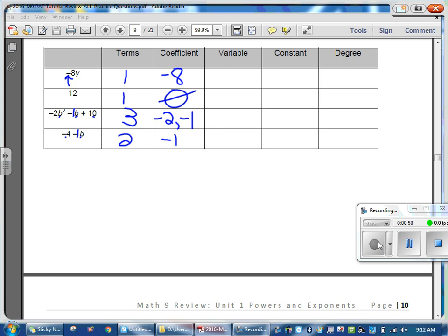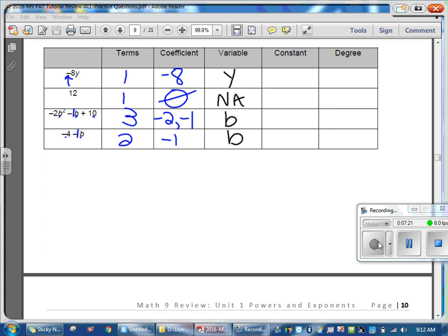Now I take a look, and I'm going to find the variable. Well, the variable is just the letter they used. Well, they used a y in this one. They used NA. There's nothing. No, not applicable. No variables there. They use the letter b here, so we have a b squared and a b. And over here we have a b as well.